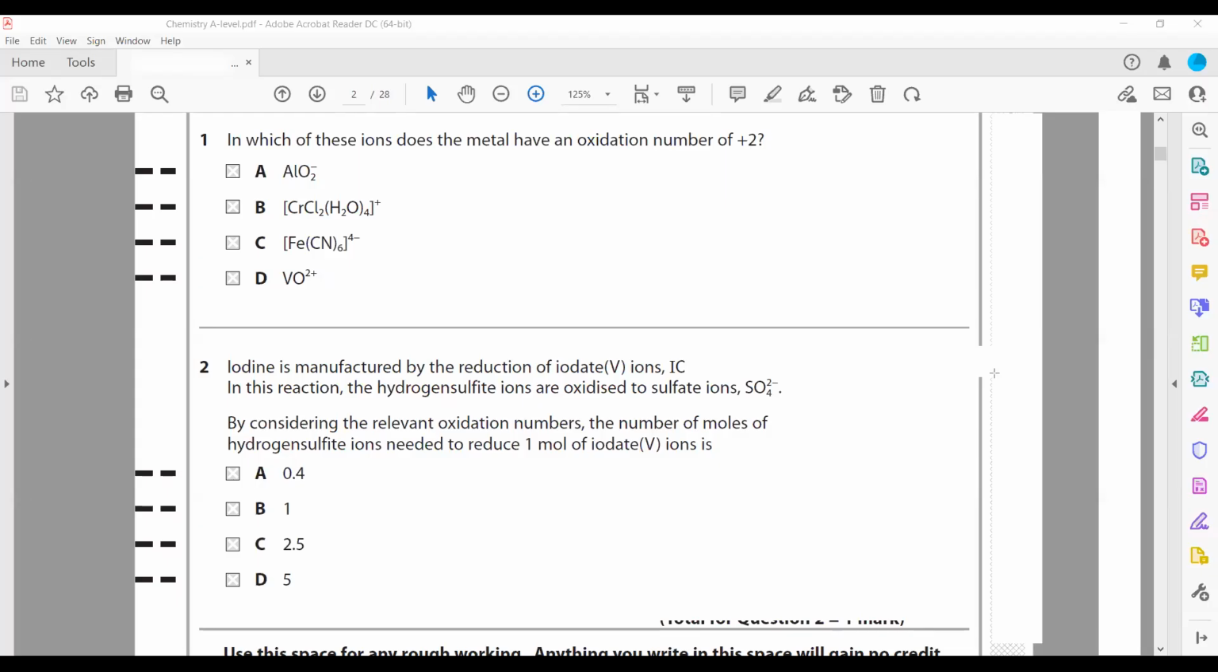So in this session, we will discuss the questions related to the redox and the transition element. The first one: in which of these ions is the metal oxidation number +2? The first one is written AlO2. When we work out AlO2, the overall charge is -1, or 1 minus.